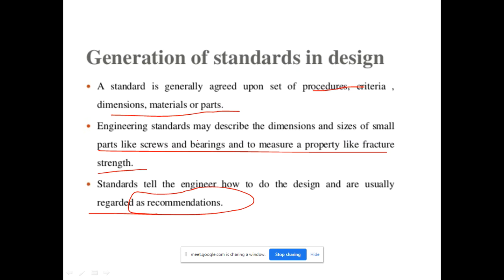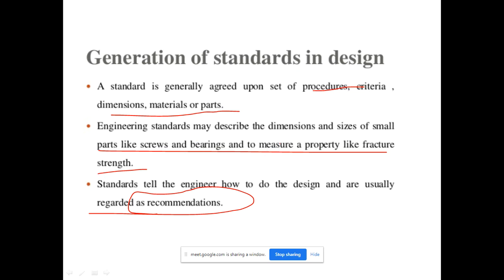So that is why the most important thing is that whatever norms you follow, they should be mutually decided by or guided by different types of organizing institutes. Okay, so this procedure, this criteria, dimensions, materials, and parts should be mutually understood.